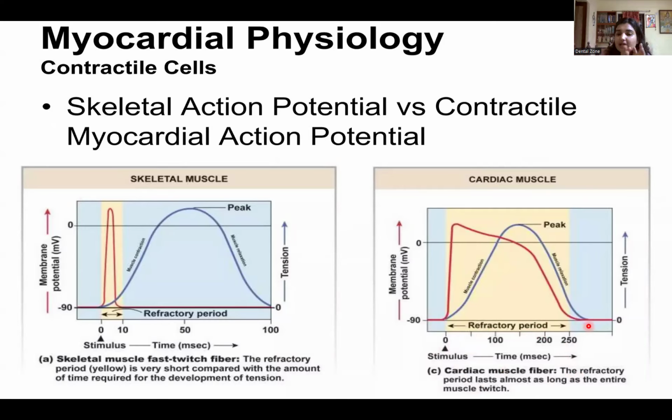That is, the refractive period will last for almost as long as the entire muscle twitch. So this is the difference between normal muscles and cardiac muscles. The normal muscles will twitch back within seconds. Yes, a stimulus is given, it will show a peak and it will twitch back. But this short twitch is required for development of tension in the muscle so that the muscle can contract and it can relax, right? But here the refractive period is more. In skeletal muscles, the refractive period is very less, whereas in cardiac muscles, it is very big.